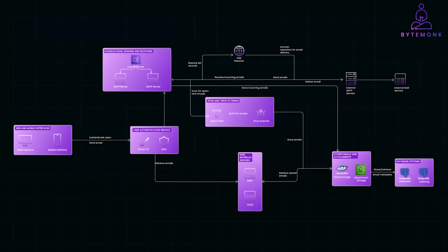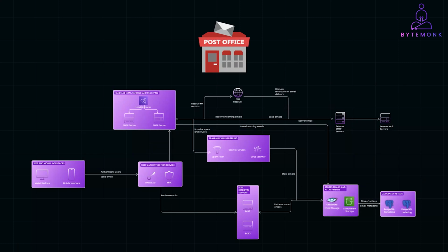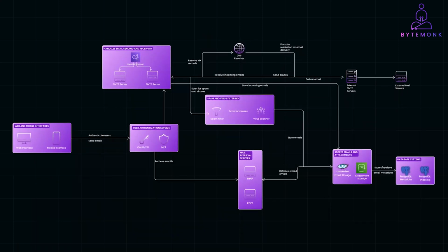Just like physical mail needs a post office for sorting and delivery, email needs a mail server to handle sending, receiving, and storing messages. The two main types we'll focus on today are the outgoing mail server, usually using SMTP, and the incoming mail server, using either IMAP or POP3. Together, they keep our digital communication flowing smoothly.